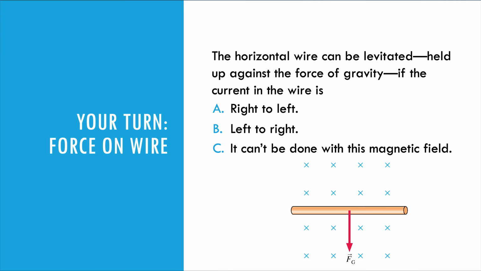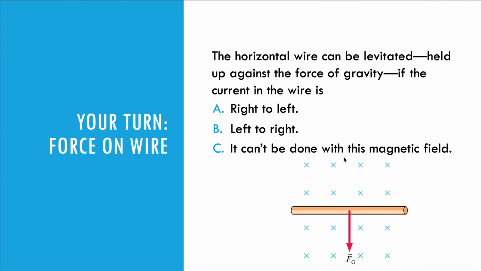Let's look at this your turn. It says that the horizontal wire can be levitated, held up against the force of gravity, if the current in the wire is going which way? So first of all, if you know that the weight is pointing down, think about the way that the magnetic force has to go in order for this wire to be levitated. Once you figure out which way the magnetic force has to go, then figure out what direction of current will make it so that there's a force in that direction. Go ahead and pause the video for a second and think about it.